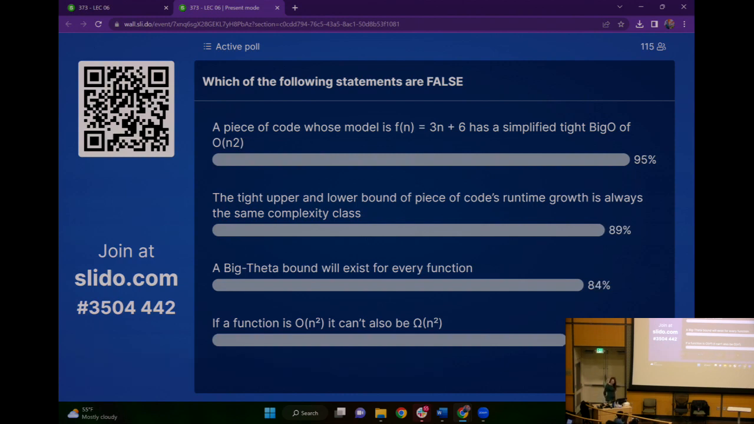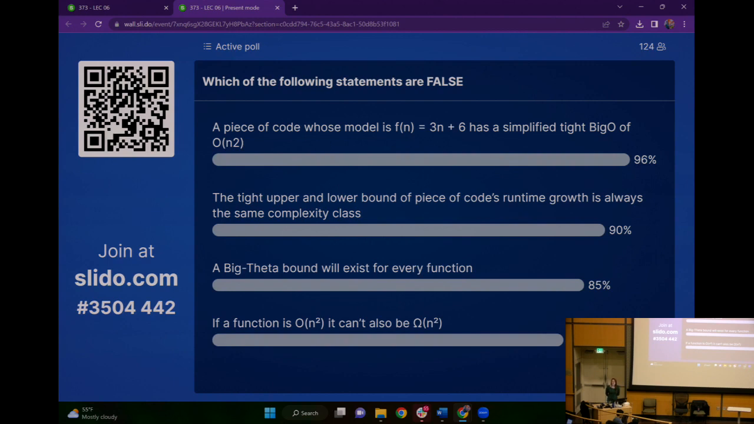Okay, a piece of code whose model is f of n equals 3n plus 6 has a simplified tight big O of O of 2n, I think is what that was supposed to look like. Did it look like 2n on yours? Did it look like n squared? Okay. Let's call it n squared. I think it misinterpreted the characters. So let's say it's n squared. I am going to agree with 96% of you. This is false.